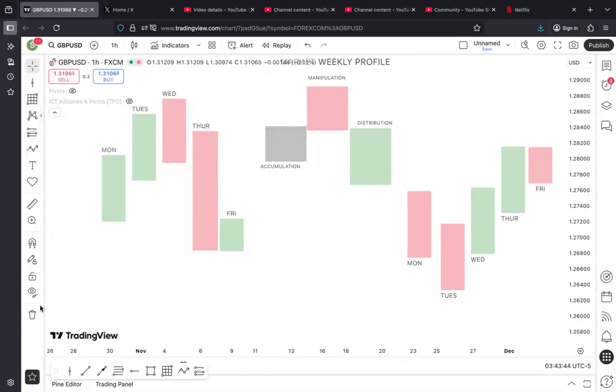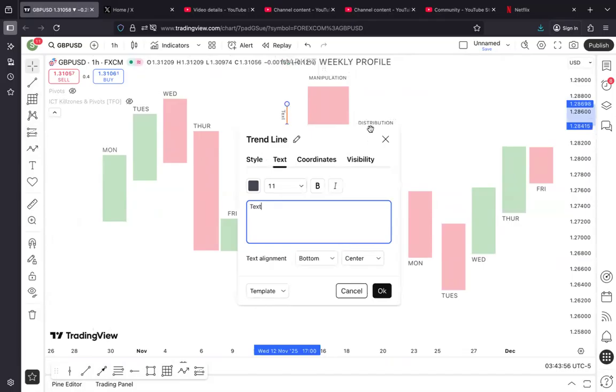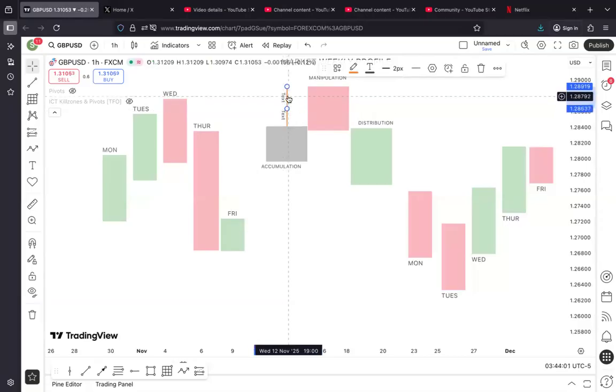Let me see if I can quickly use a tool for that. For every candle, you have a high, right? You have the high. You have the low. We have the opening price, right? Opening price should be around here. Price will go up and come back down and close around here.